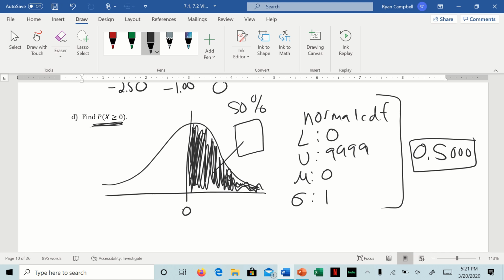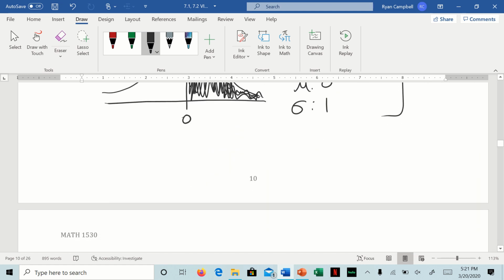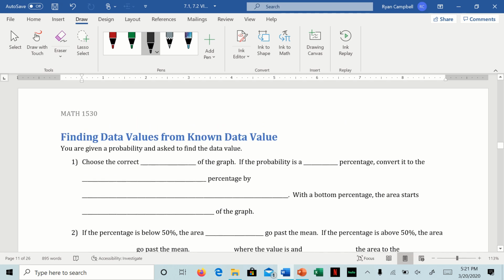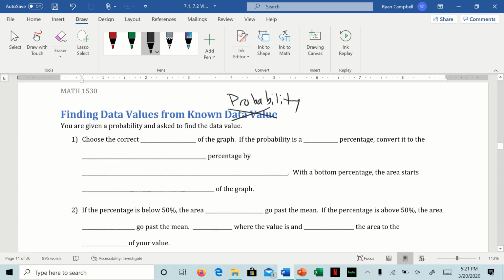Now we're just gonna do the opposite. And after, we'll do a couple examples and then we'll do some word problems. And the word problems for these are not hard. They shouldn't be hard at all. All right, so now we're gonna do the exact opposite. So find the data values from known, and that should say probability. So my bad. I'll make sure to change that in the future. So finding data values from known probabilities. You're given a probability and you want the data value, so it's literally the exact opposite.